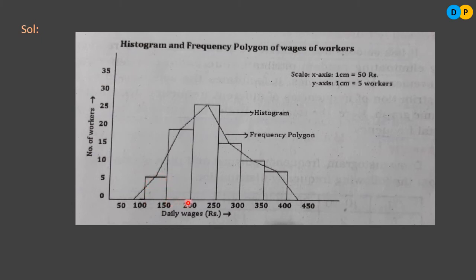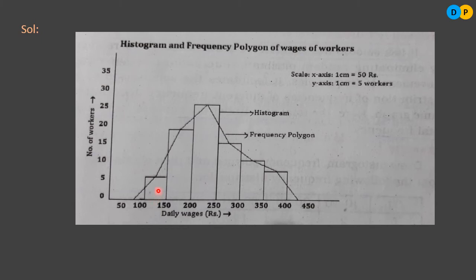Followed by 150 to 200. How many workers? 19 workers. So here I will be erecting the rectangular bar. Similarly, for all the class intervals, I will be erecting rectangular bars directly proportional to the class frequency. So half of the work has been done.